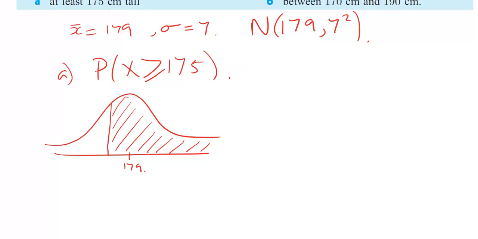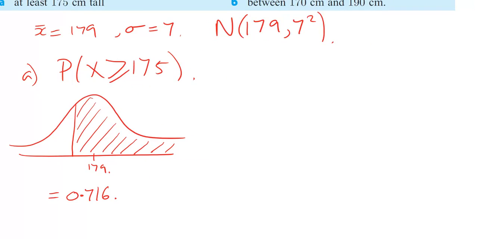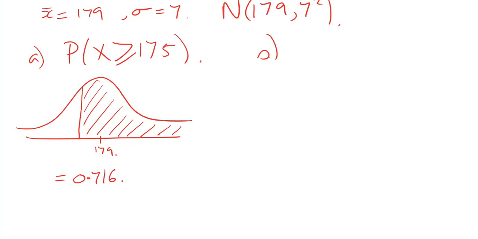So if we are going to work this out on our calculator, we should be getting an answer greater than 0.5 for this one. So we'll do the normal CDF. Lower boundary is 175. Upper boundary is 999999999. We've got our mean and standard deviation of 179 and 7. So we press the buttons and we end up with 0.716, which is correct.